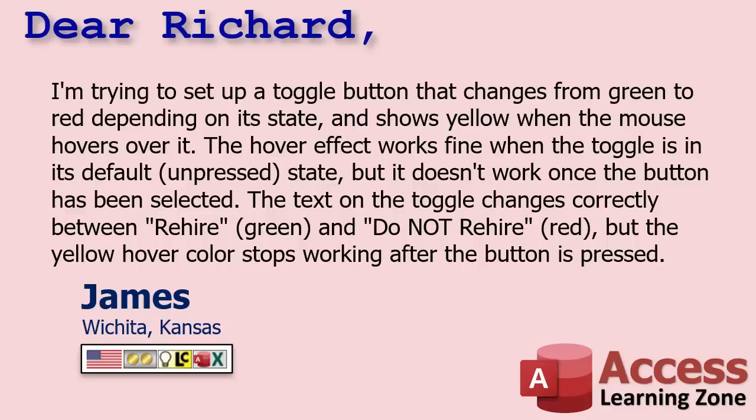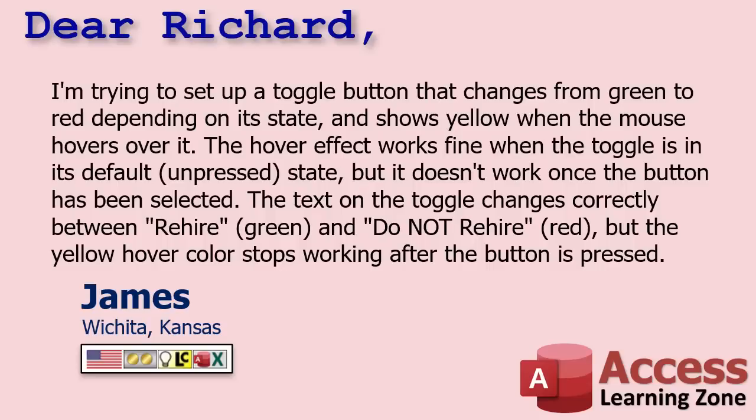Anyways, James is one of my Learning Connection members. And James says, I'm trying to set up a toggle button that changes from green to red depending on its state and shows yellow when the mouse hovers over it. The hover effect works fine when the toggle is in its default unpressed state, but it doesn't work once the button has been selected. The text on the toggle changes correctly between rehire green and do not rehire red, but the yellow hover color stops working after the button is pressed.